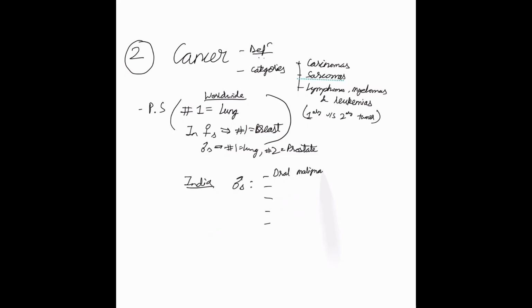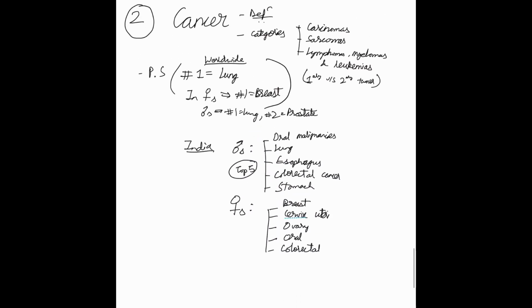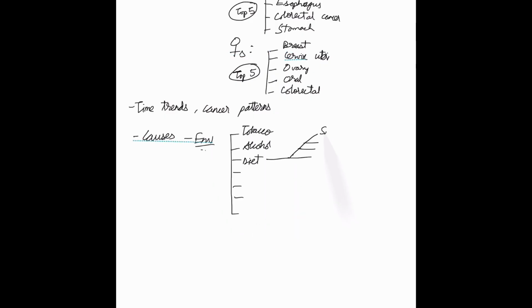Worldwide, lung cancer is the most common malignancy. Breast malignancy is most common in females. In males, it's lung, but prostate malignancies come second. In India, oral malignancies, lung, esophagus, colorectal cancer, and gastric malignancies are common in males, the top five. And the top five in females are breast, cervix uteri, ovarian, oral, and colorectal malignancies. So there's a small note on time trends and cancer patterns.